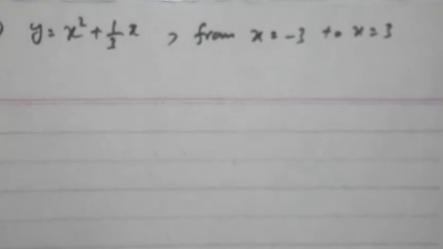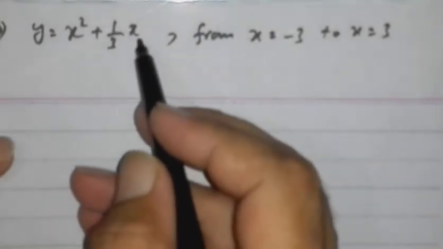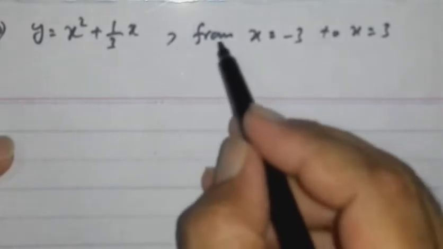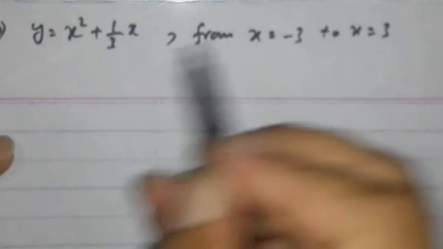Today we are going to solve question number 1 part B, exercise 2.1. y equals x square plus 1 by 3x, from x equals minus 3 to x equals 3.